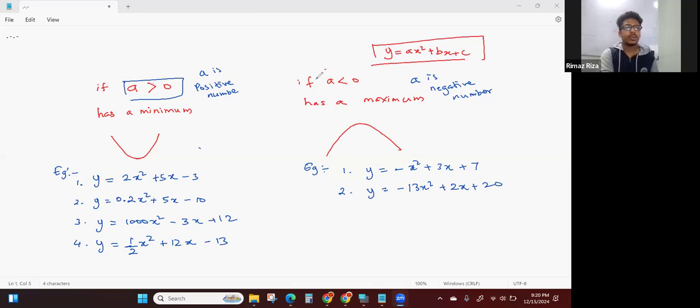So now you know which type of graph has a maximum value and which graph has a minimum value. You can just tell by looking at the coefficient of x squared. If the coefficient of x squared is a positive number, then it has a minimum. If it's a negative number, it has a maximum.